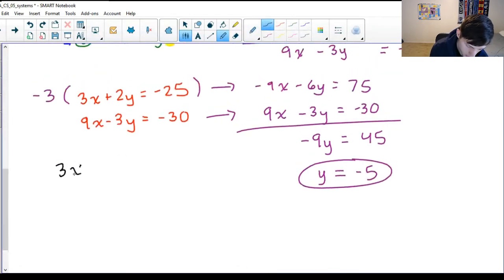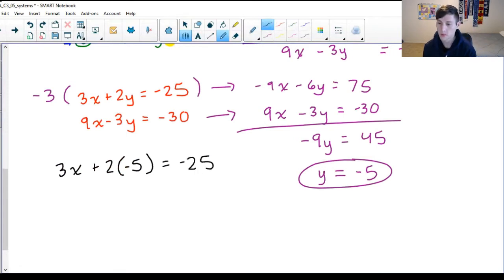So 3x plus 2 times y, but we know y is negative 5, equals negative 25. Do some simplifying.